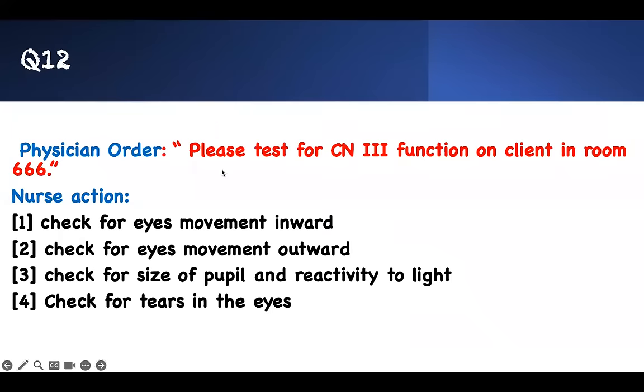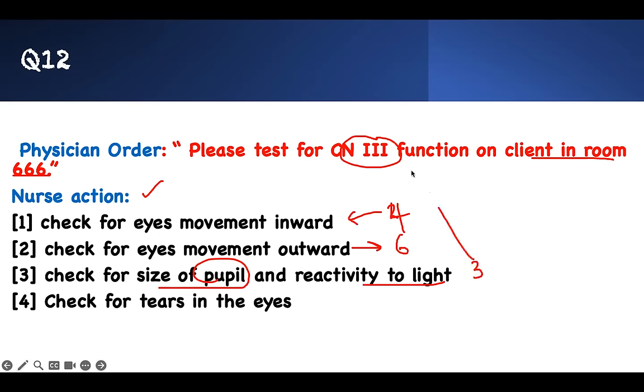Number 32 more. Physician order: please test for cranial nerve 3 function of a client in room 6666. Next action? Eye movement inward. We talk about it, right? Inward is cranial nerve 4, trochlear. Check for eye movement outward, cranial nerve 6. Check for size of the pupil and reactivity to light. That's number 3. This is that.